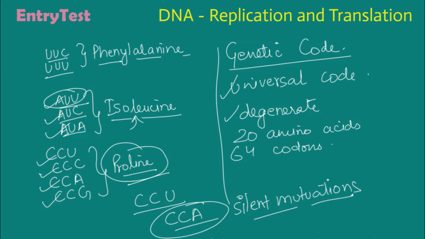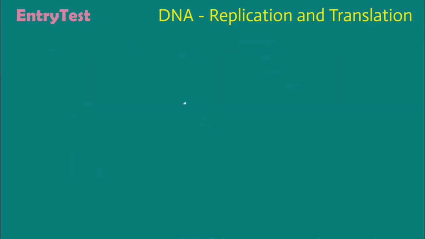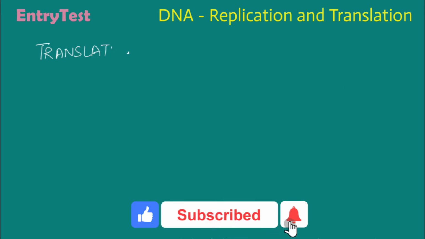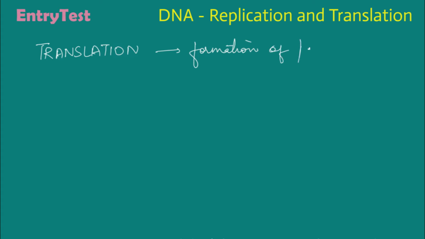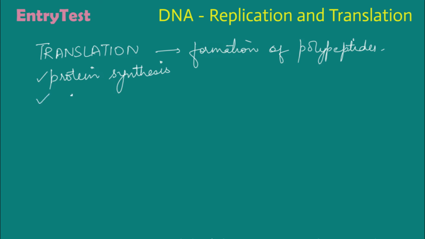The next process that we need to cover is translation, which leads to the formation of polypeptides. Translation is the process of protein synthesis, and in this, the genetic information encoded in the mRNA, the messenger RNA, is translated into a sequence of amino acids in a polypeptide chain.